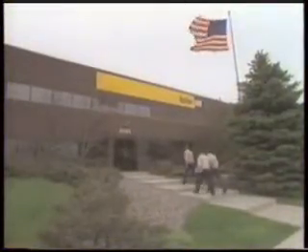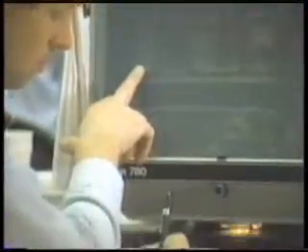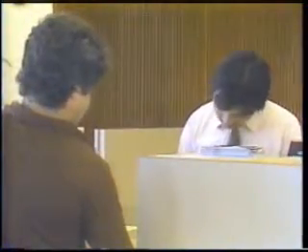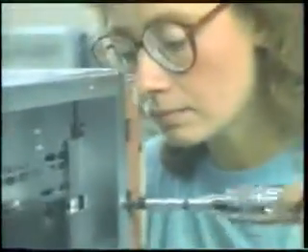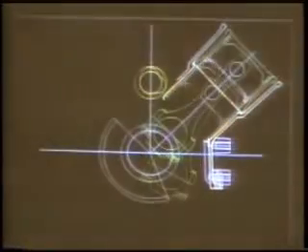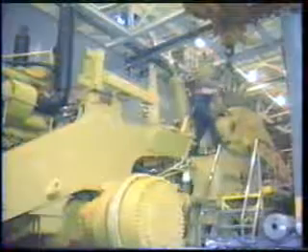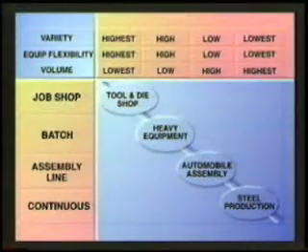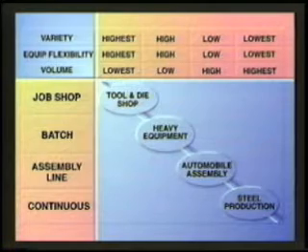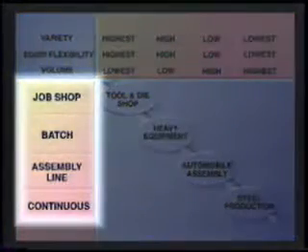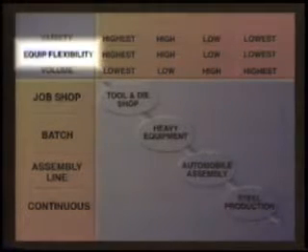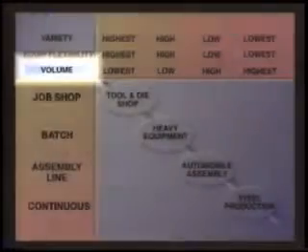Manufacturing, the backbone of American business. The operating principles of manufacturing are so universal, in fact, that they cross industrial boundaries and apply to service industries as well. Manufacturing operations can be broken down into four general processes: job shop, batch processing, assembly line, and continuous process. This product process matrix graphic shows the relationship between these four processes and the three main variables of each: product variety, equipment flexibility, and production volume.